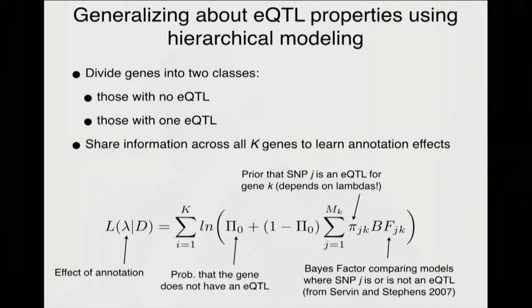It becomes a likelihood. Here's the effect of the annotation, and then it becomes the probability that the gene doesn't have an EQTL times the probability that it does have an EQTL, and these priors. So this is the prior that SNP j is an EQTL, and it depends on these lambdas, which are the annotation effects, and the Bayes factor comparing models where SNP j is or is not an EQTL. And I'll actually show you a very similar model to this later on with a bit more detail.